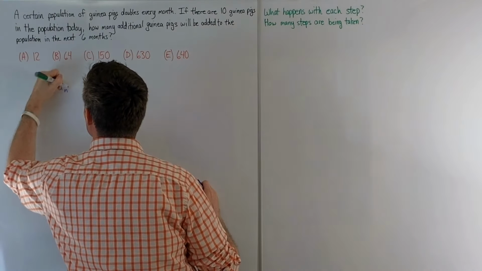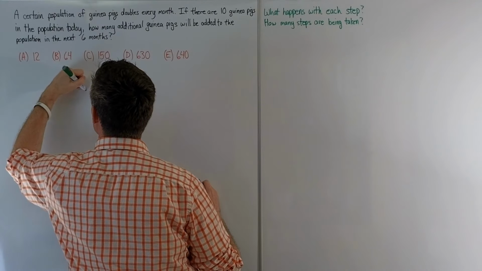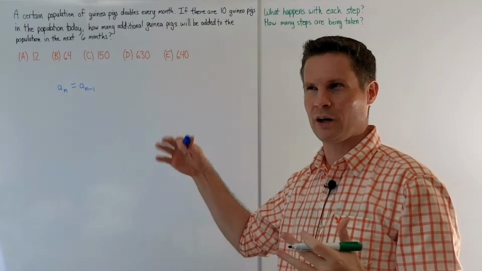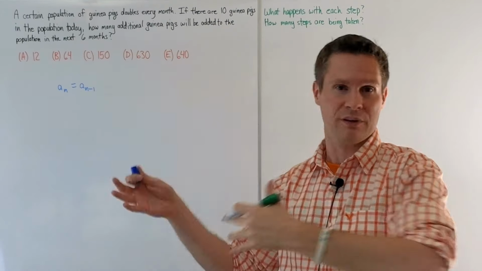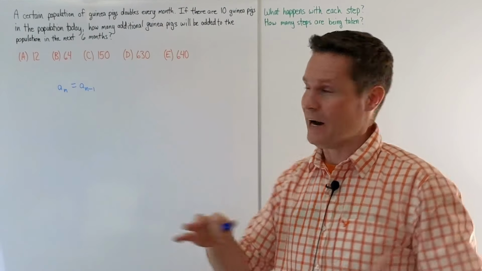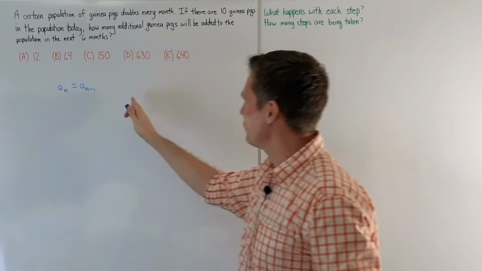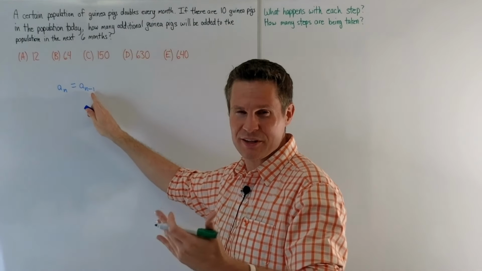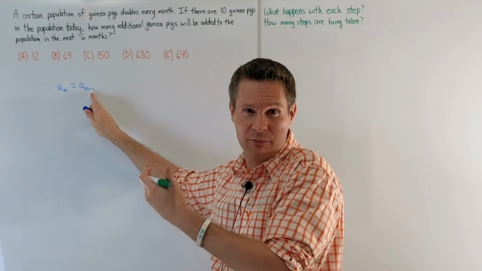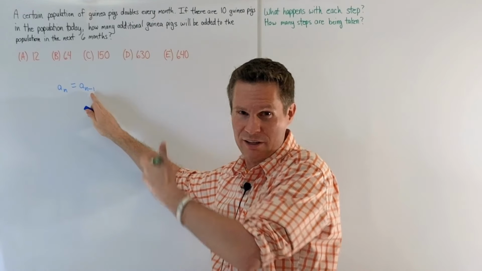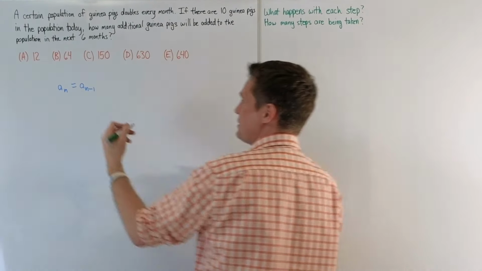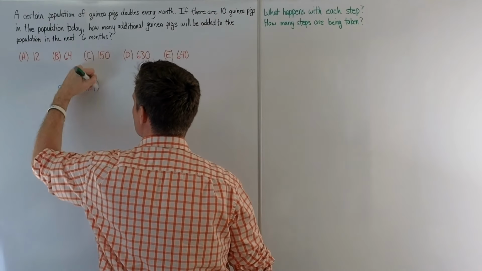So what are we going to translate as the rule? Well, a sub n equals a sub n minus 1 with what done to it? The last question, we were adding 5. In this case, when we move from the prior term, in this case, that's the number of guinea pigs that we have in a given month, what happens when we move to the next month? Well, we just double that prior population, right?